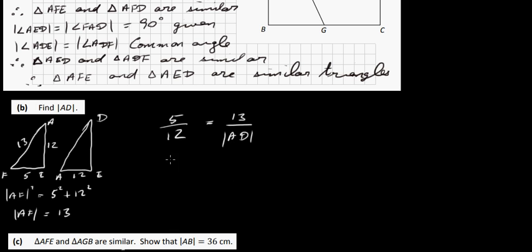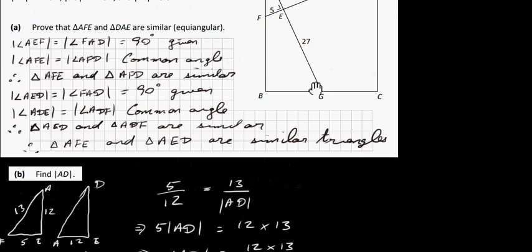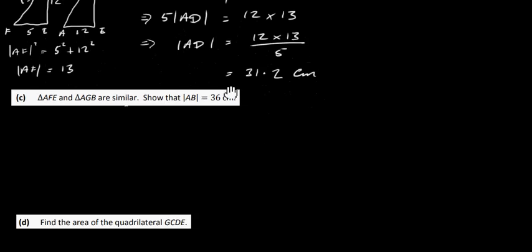So we have a fraction equal to a fraction here, so I'm just going to cross multiply here. So it's 5 times AD is equal to 12 times 13, and then the distance from A to D is equal to 12 times 13 over 5. When you work that out, you get 31.2 centimeters. Okay, so 31.2 is this distance here, 31.2 centimeters along here. Okay, so let's move on to the next part of this question.